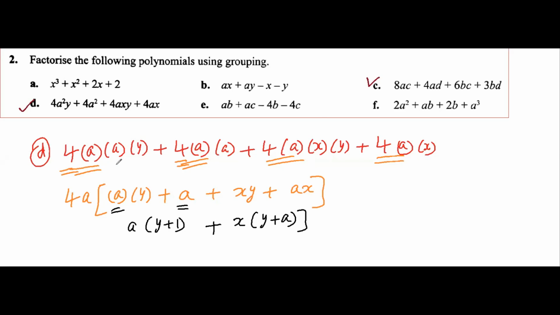So 4a I have taken out. This a came here, y came here. Here 4a taken out, a came here. Here xy came out. Here 4a is taken out, I will get only x. I should not get a. So I should write only x here. So that is the mistake. Okay. Now you can very easily take.